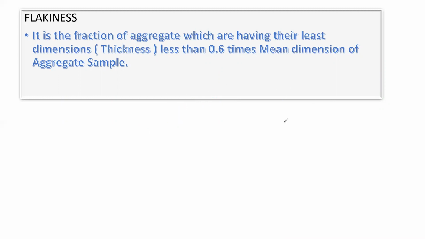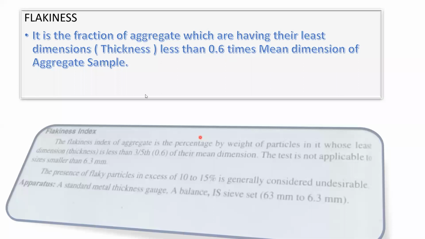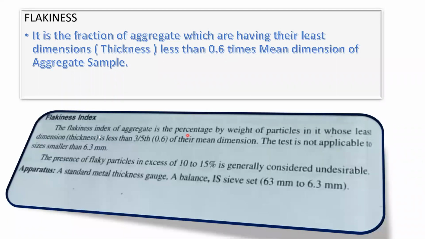And how to check whether it is less than 18 mm or not? For that we have to conduct the flakiness index test. Again, the same thing is written here; you can go through this. The flakiness index of aggregate is the percentage by weight of particles whose least dimension is less than 3/5, which comes out to be 0.6 of the mean dimension, right? The presence of flaky particles in excess of 10 to 15% is generally considered undesirable.